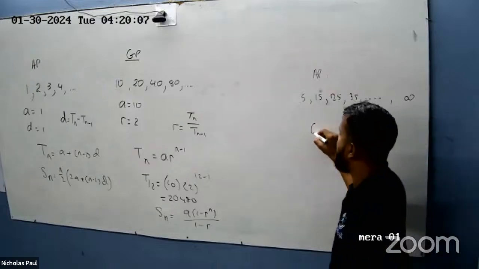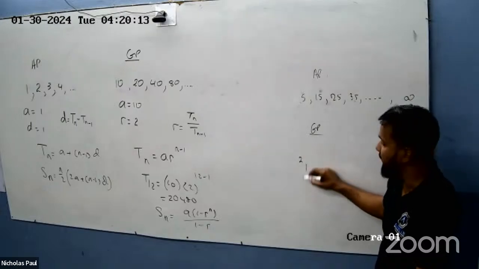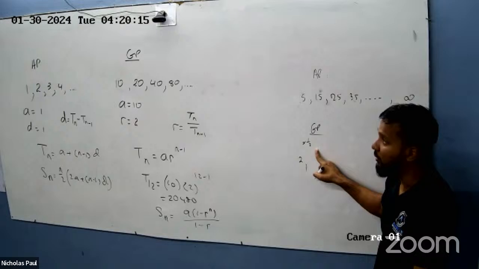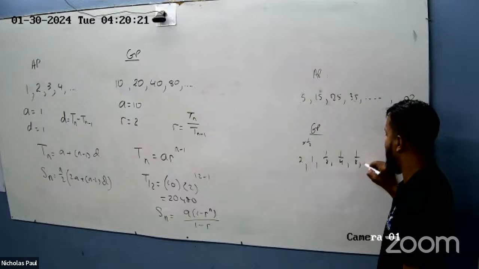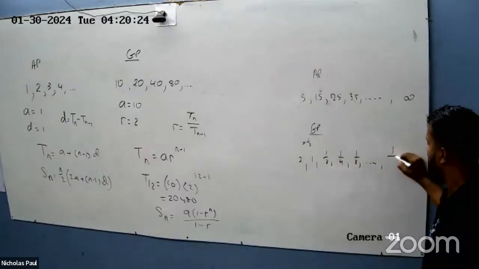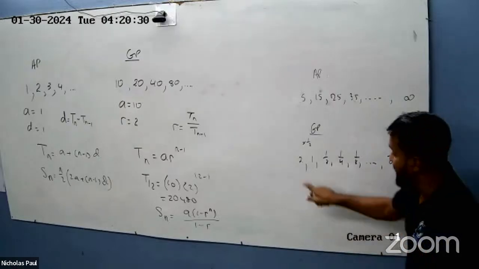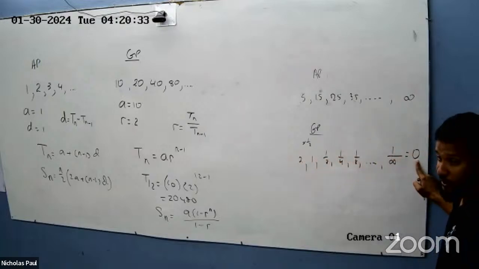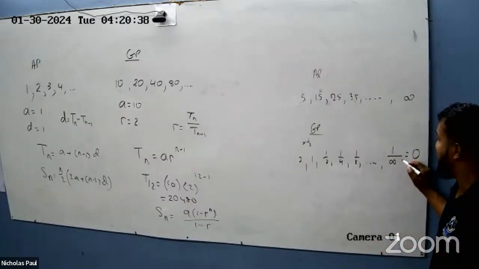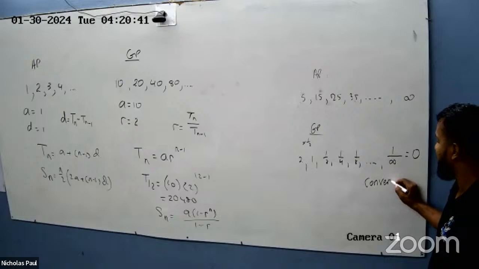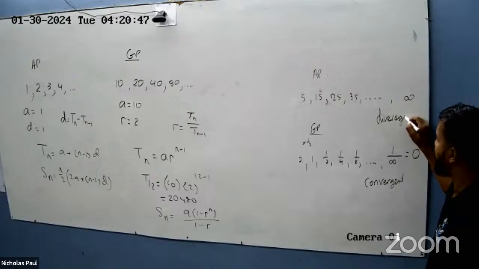Okay? But a GP has a special property. Watch this here. Let's say we start with 2 and I'm multiplying by a half, right? A half is R. 2 times a half is 1, a half times 1 is a half, a quarter, 1/8, until I reach what? Until I reach 1 over infinity, which is 0. So this gets smaller and smaller until it reaches 0. So it's coming closer and closer to 0. This is said to be convergent. The one on top is said to be divergent.